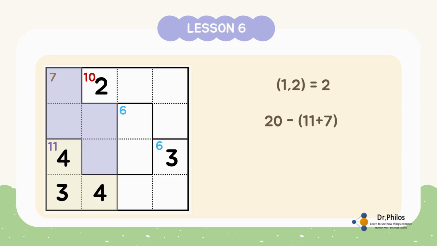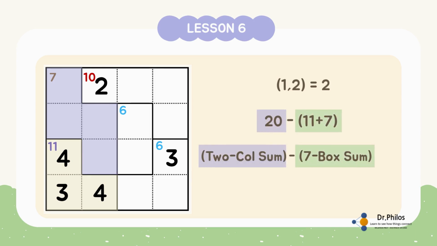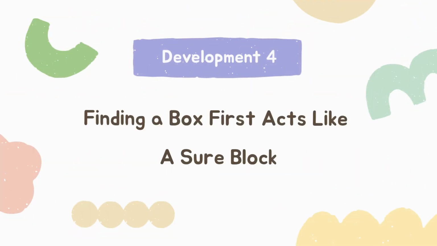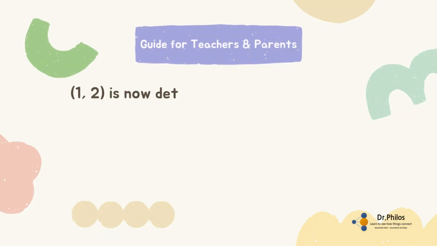Can you explain what this math sentence means in words? We are subtracting the sum of the 7 boxes inside from the total 2-line sum. How did you find the sum of those 7 boxes? I found it by adding the 3-box block and the 4-box block together. 1 comma 2 is now determined as 2.